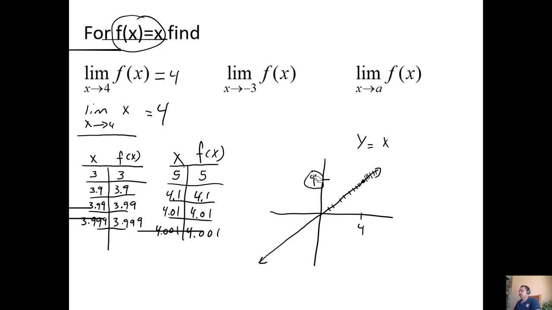You should pause the video and do the other two problems, and then come back.